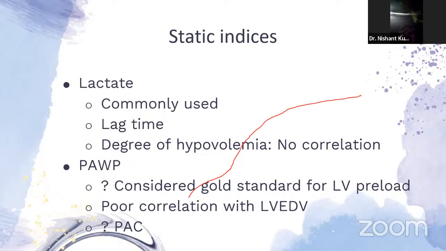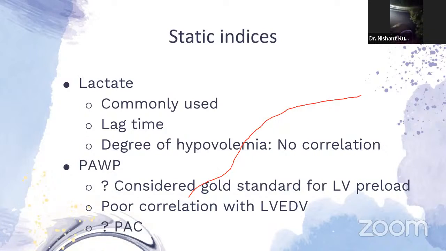So the most commonly used static indices are lactate. Now, we all know that lactate is a marker of tissue hypoxia. But yes, there is a lag time. That means that hypoxia has occurred in the tissues and lactate will increase after some time. So it is not instantaneous.